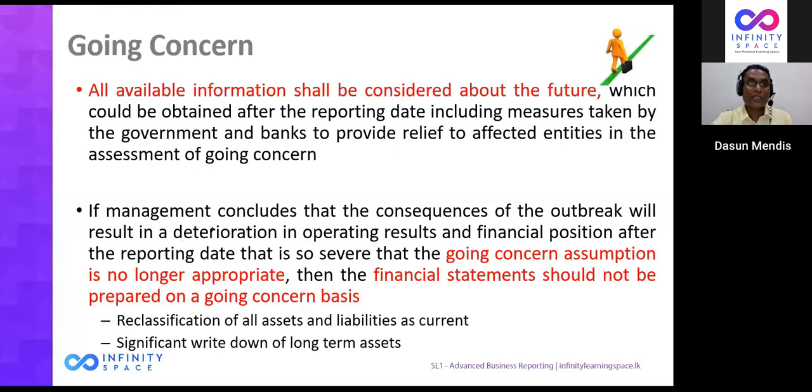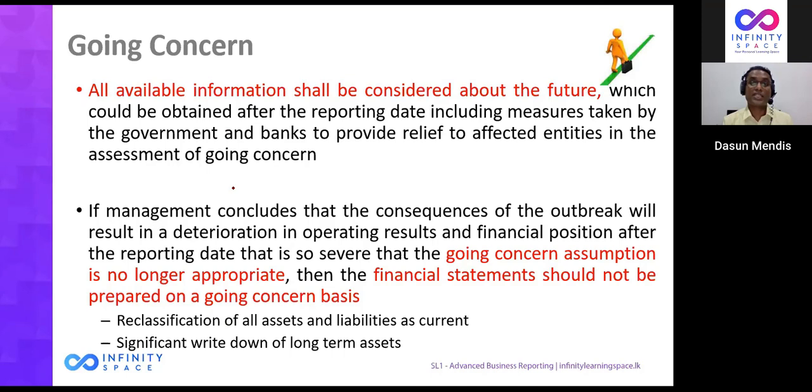Then about COVID-19, the final area I want to touch upon is going concern. When preparing the financial statements, you believe an organization exists for the foreseeable future. That's why you classify your assets into current assets and non-current assets. Current means within 1 year. Non-current means more than 1 year. Then the liabilities into current and non-current, because you assume it exists for the foreseeable future.